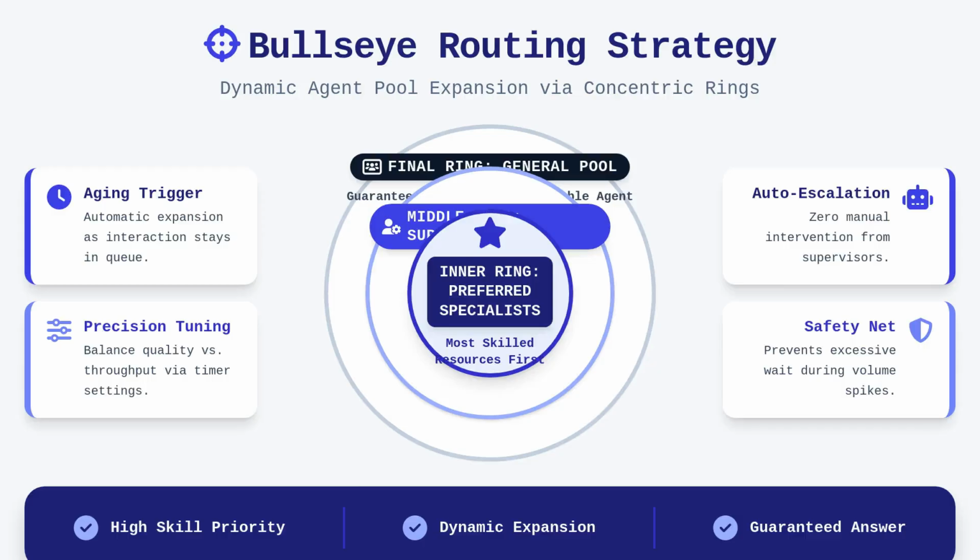You define these rings within the queue configuration settings, assigning specific skill expressions or agent groups to each stage of the progression. The beauty of this model lies in its ability to automate escalation without requiring manual intervention from supervisors or complex architectural logic. If an interaction reaches the final ring, you can configure the system to route it to any available agent, ensuring that the call is answered regardless of specific expertise. This layering strategy is particularly effective for managing seasonal spikes or unforeseen surges in contact volume. By carefully tuning the timer settings for each ring, you can balance the necessity of high-quality service with the practical realities of queue throughput.